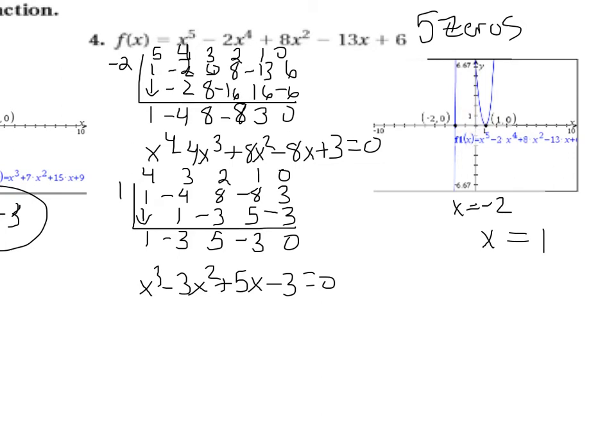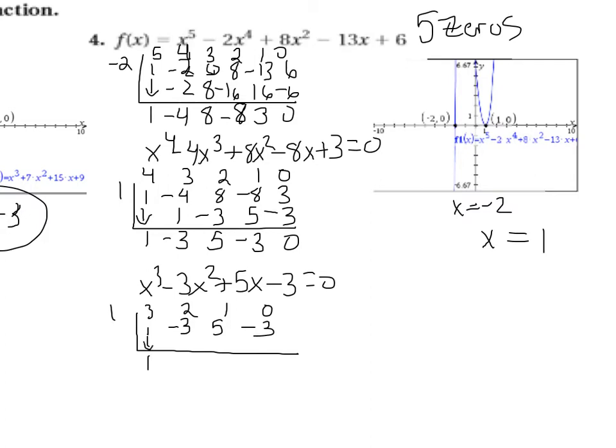I'm going to try 1 just for the simple fact that it's easier to deal with 1 than negative 2 and do the synthetic division again. How do I know if it is? See how the remainder is 0? When the remainder is 0, that means it is a 0. So, and then we have 3, 2, 1, 0. So now we have 1, negative 3, 5, negative 3.